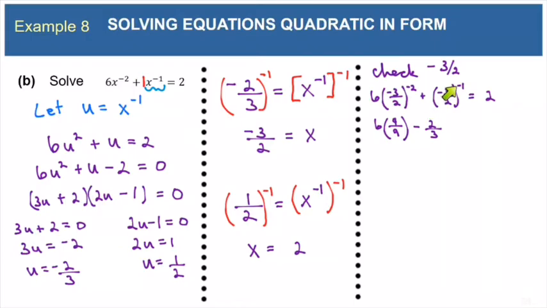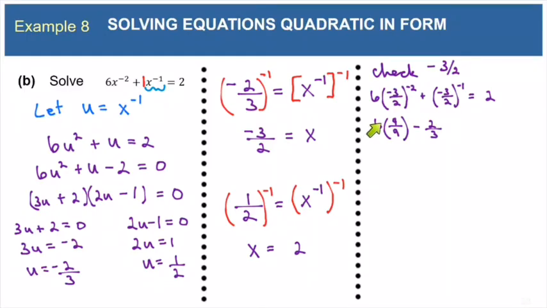Now for this term, the negative 1 exponent just means that this gets flipped. Of course, it keeps its sign. So when I flip this over, I get negative 2/3, and plus negative 2/3 just gives me minus 2/3. Now let's do this multiplication, and then we'll do the subtraction, and we should come up with 2.